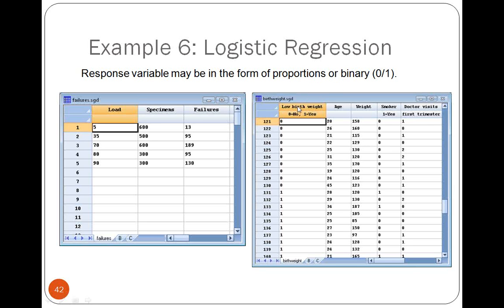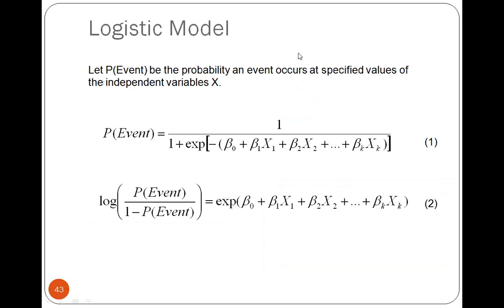Again, the response variable here, well, it's only 0 and 1. So we definitely need some special ways to handle that particular data. Now, the way that this is traditionally handled is by defining a logistic model.